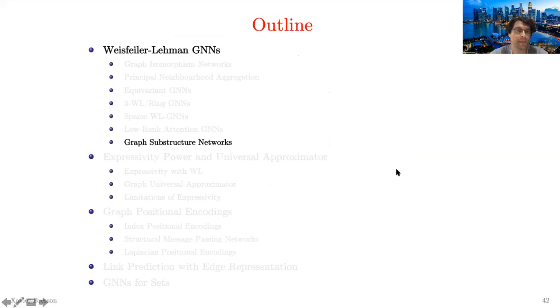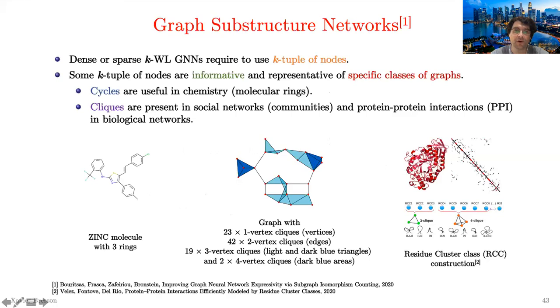All right, so now let me talk about the graph structure networks introduced by Michael Bronstein and his co-authors. Again, this is related to the idea that some key topologies of nodes can be informative, and can be very meaningful for some specific classes of graphs. For example, in chemistry you have cycles, which are molecular rings. You also have cliques in social networks. Here, for example, you have a three clique, and here you have a four clique, which means that all the nodes are connected to each other.